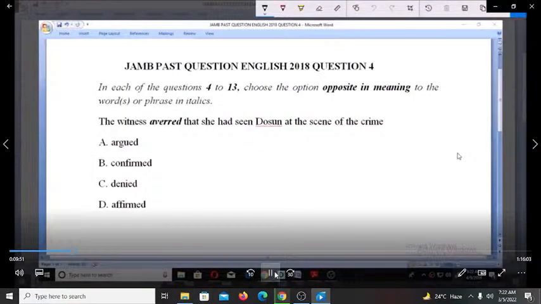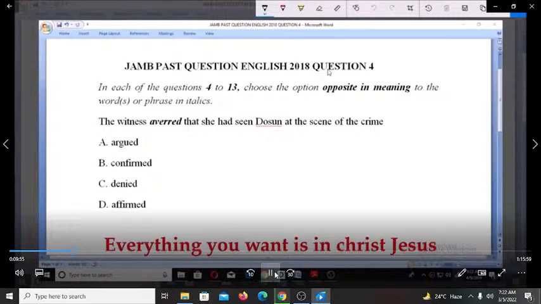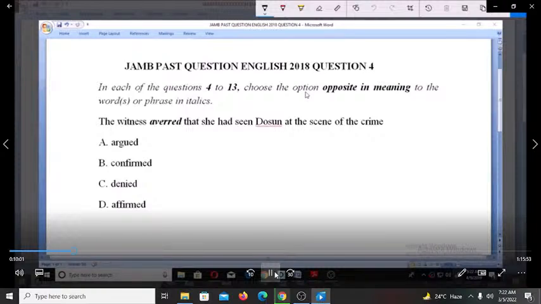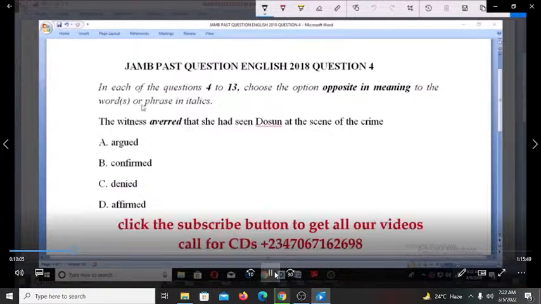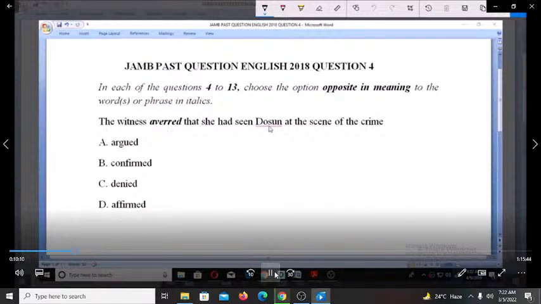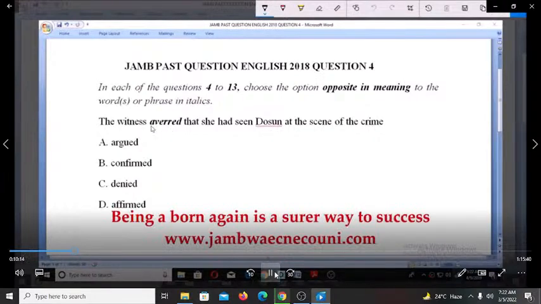Hello, welcome. Let's look at this JAMB past question, English 2018, question number 4. In each of questions 4 to 13, choose the option opposite in meaning to the word or words or phrase in italics. The witness averred that she had seen Dosun at the scene of the crime. The word in italics is averred.